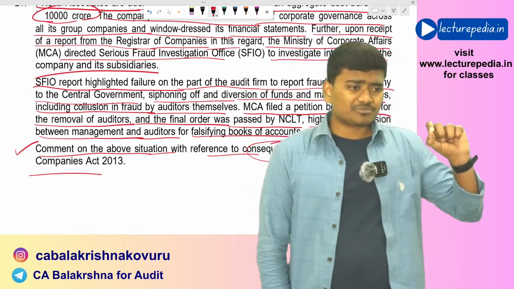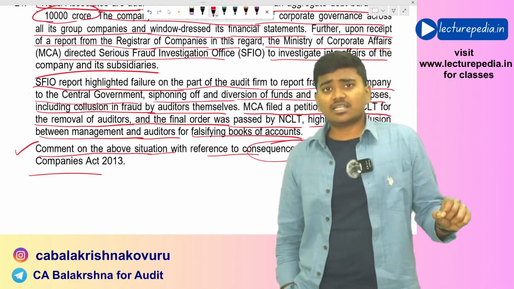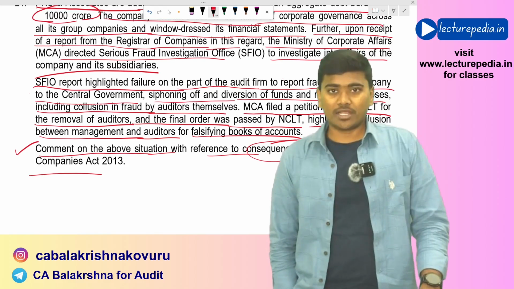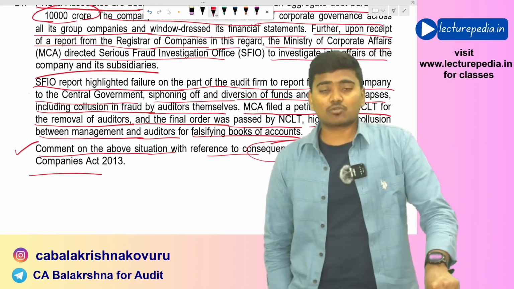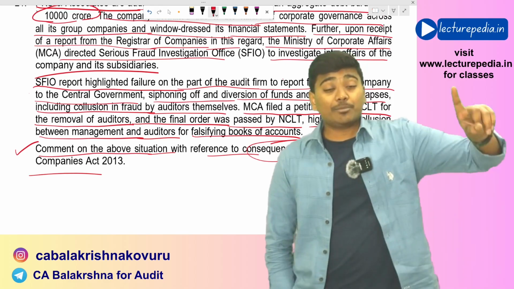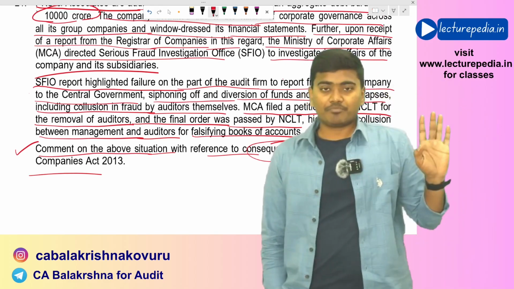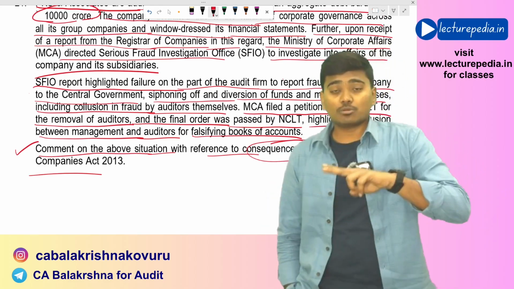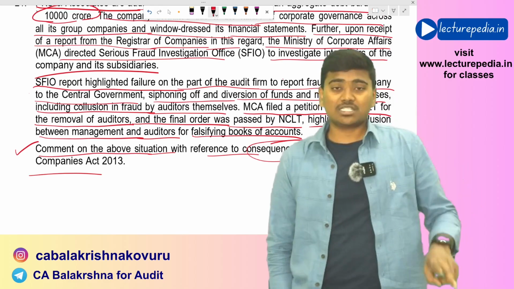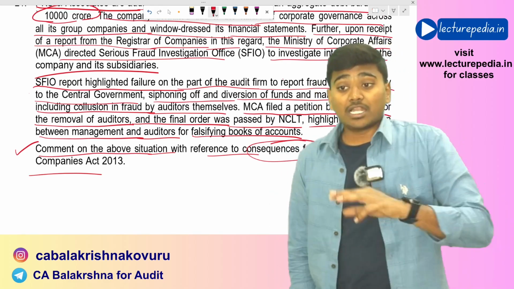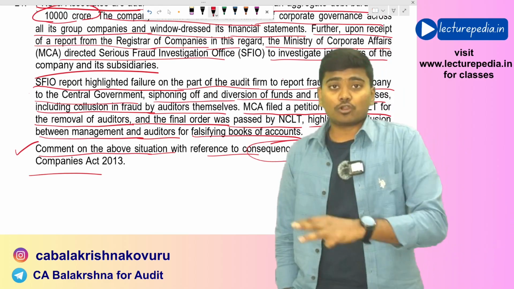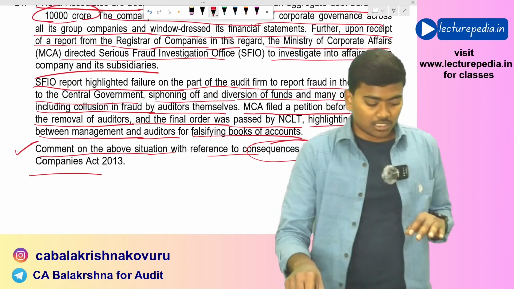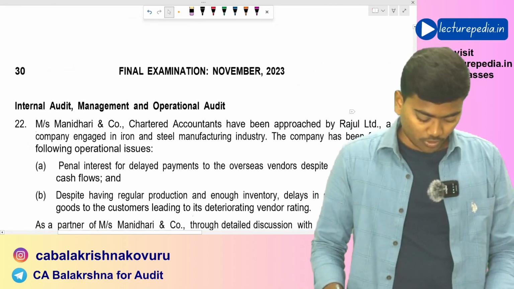First of all, if an order has been passed by NCLT removing the auditor, then the auditor will be disqualified to be appointed. Okay, that particular chartered accountant will be disqualified to be appointed as auditor for a period of 5 years in any other company. Okay, that is the first consequence that he has to face. Next, in this situation, he will also be liable for fraud under section 447 of the Companies Act 2013, and also he has failed to communicate fraud to the central government, so he will have to pay a penalty of 5 lakh rupees. These are the consequences that has to be faced by the auditor.